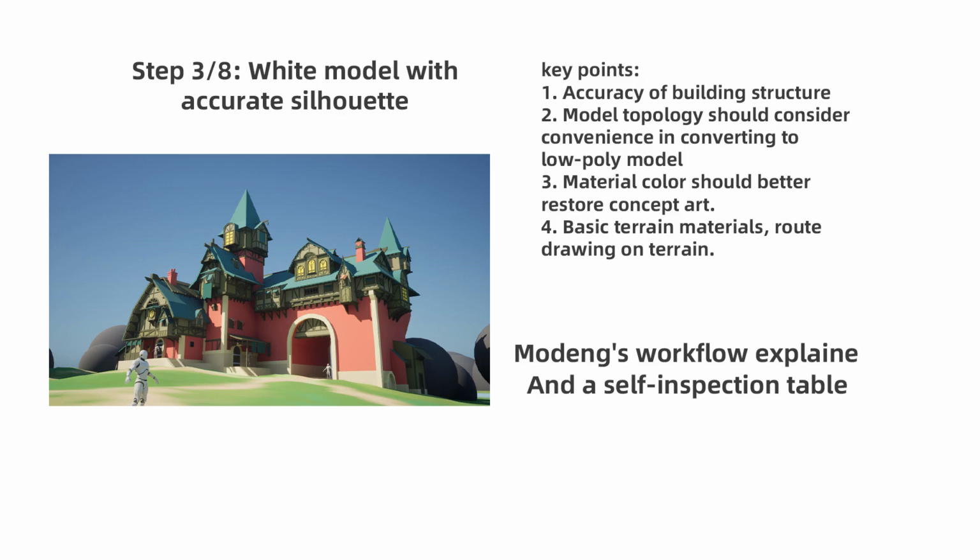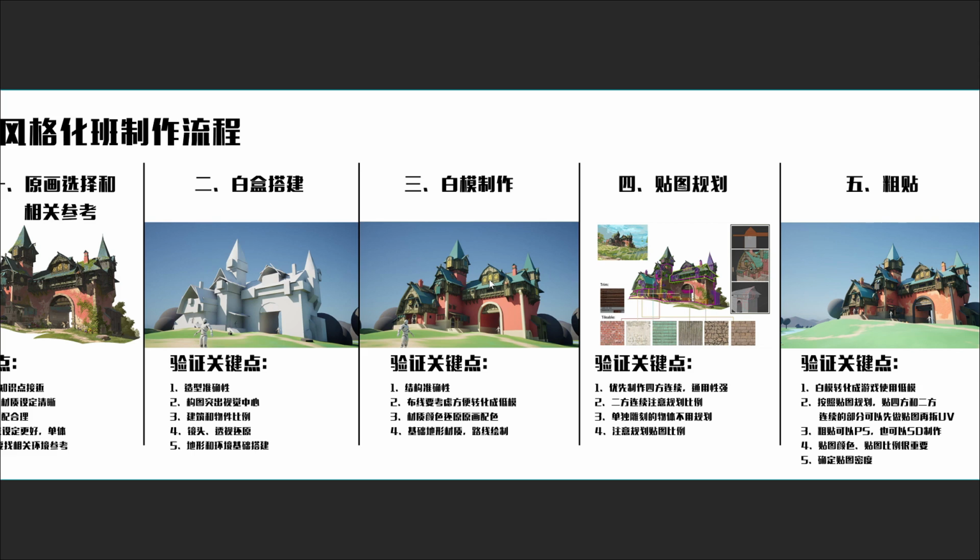Our white model can have a slightly higher poly count. Poly count isn't a major concern. We prioritize speed. Going straight to the final low poly model is fine. Skip the white model step. I create the final low poly model directly for the game. That's fine too. Okay? It's mainly to quickly verify the model structure.